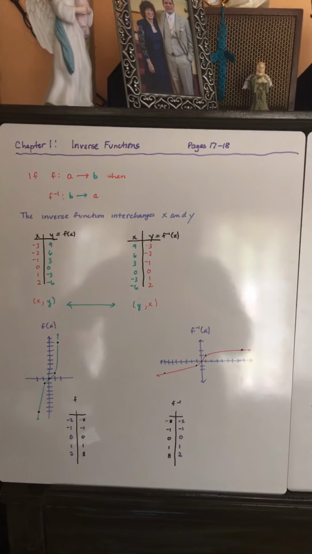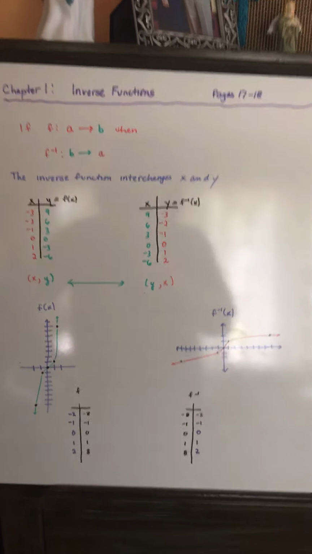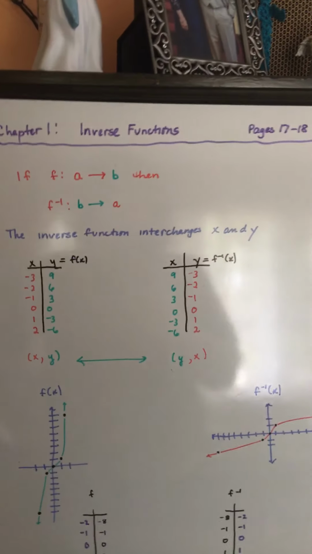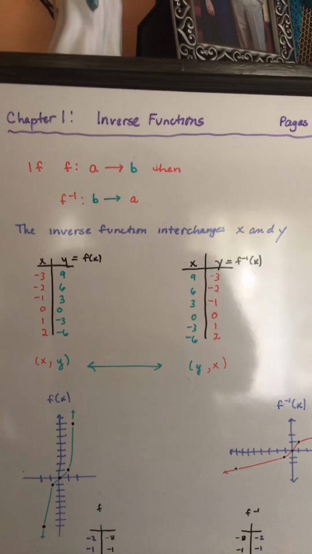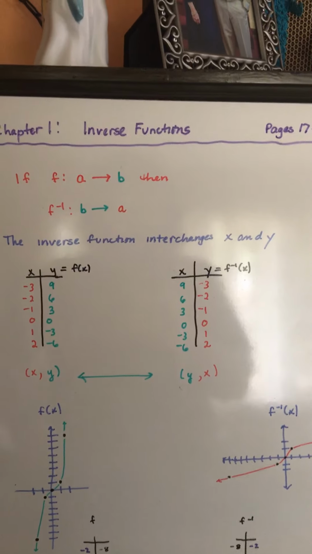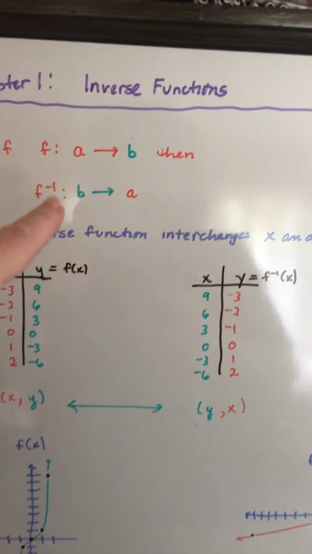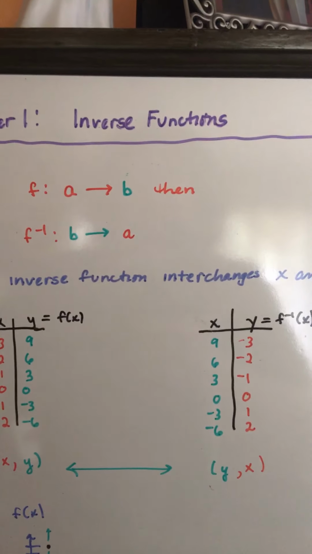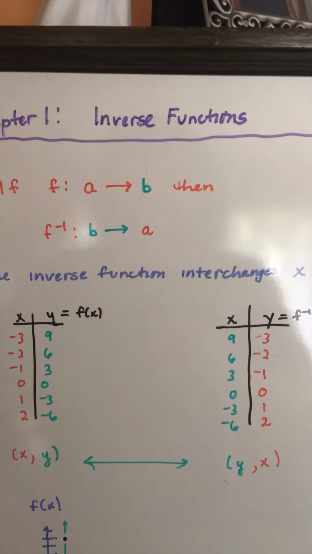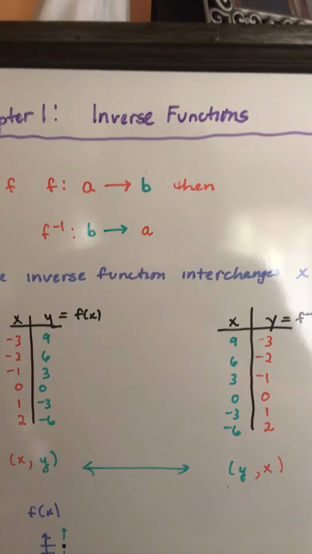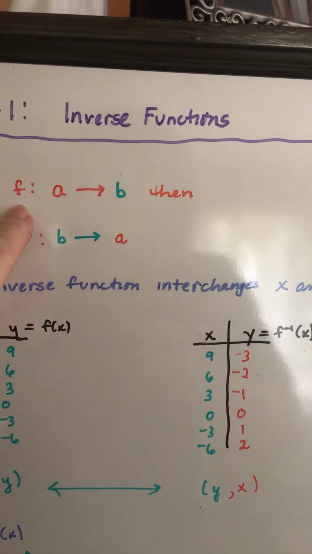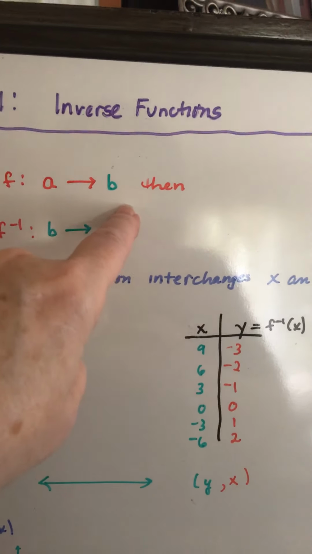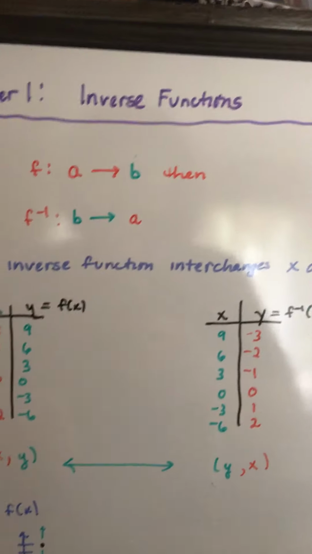Okay, the last video for chapter 1 is about inverse functions on page 17 and 18. Now you can find inverses, but you can only use the function notation with a little -1 up here to indicate that the inverse is a function when it is a function. So if my function says A goes to B, then the inverse says B goes to A.